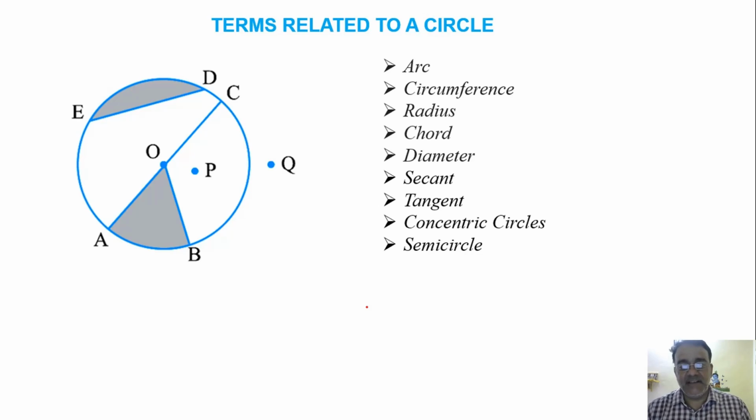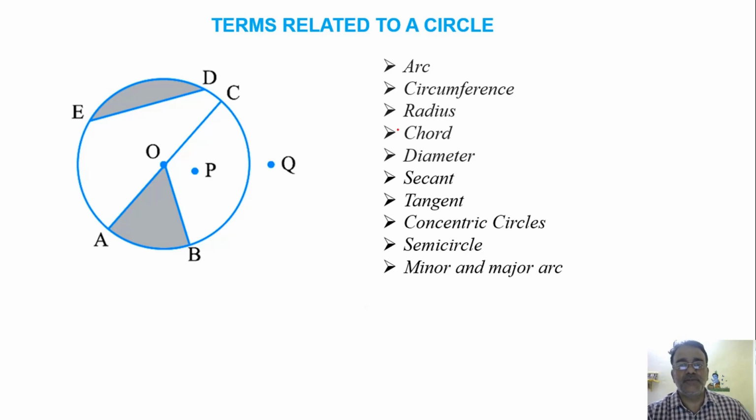See, a diameter divides a circle into two equal parts. Each equal part is called a semicircle. That is also called half of the circle. Semi means half.